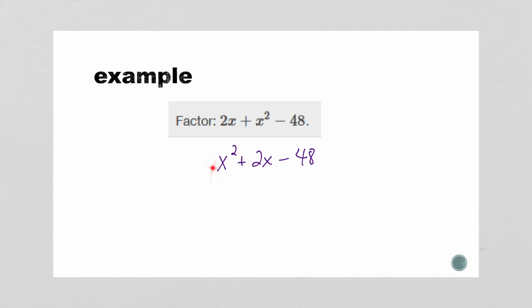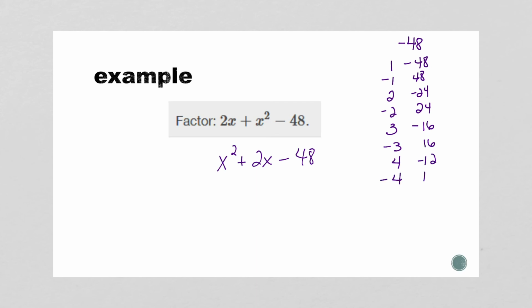Now, we're going to take 1 times -48. We're going to write it off to the side. So I want the pairs of factors of -48 that add up to be 2. Okay, so we've got, let's see here, 1 and -48, -1, +48, 2 and -24, -2, +24. We've got 3 and -16. We've got -3, +16. Let's see here. Let's keep going. 4 and -12, or -4, +12.